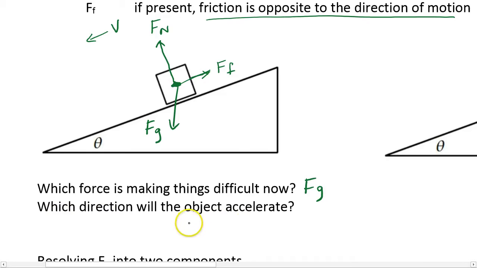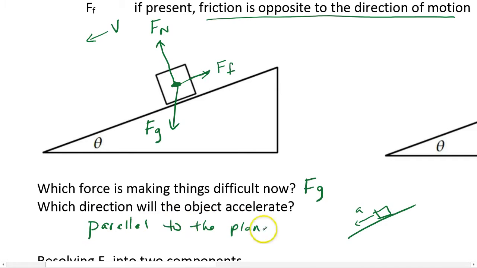My other question is, which direction will the object accelerate? Well, just thinking about common sense, if I have an inclined plane, if I'm going to let this object go, it's probably going to be accelerating down the plane. Okay, so which direction would that be? Well, this line is parallel with the inclined plane. So my answer here is, it will go parallel to the plane, to the inclined plane, to this direction. So parallel is this kind of symbol here.